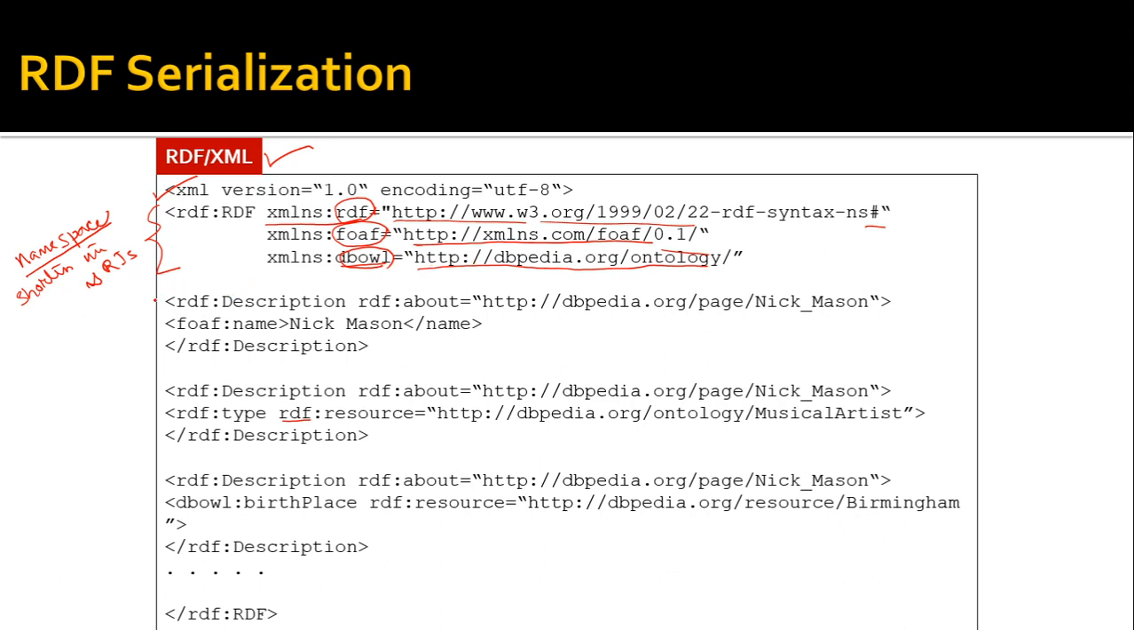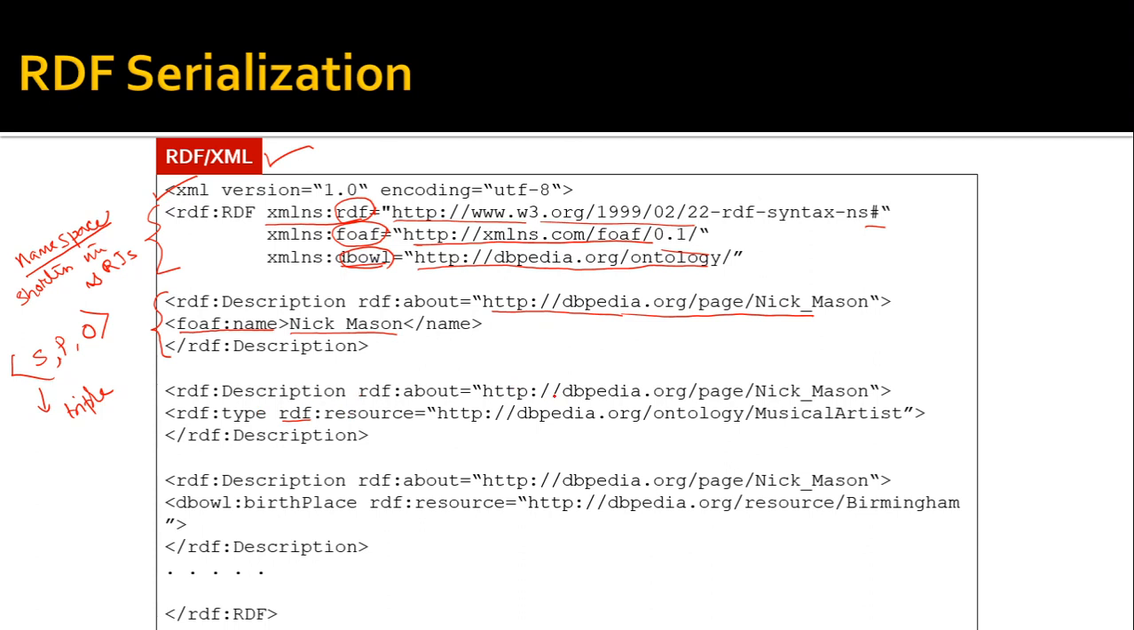Now let us see the description. So here we are describing the triples. So we have got subject, predicate, object. These together are called a triple, right? So we are describing a triple here. We are describing the resource Nick Machine, right? And what is the property we are describing? The property that we are describing is the Friend of a Friend name property. And what is the value? The value is Nick Machine, and the description ends here. So this is another description.